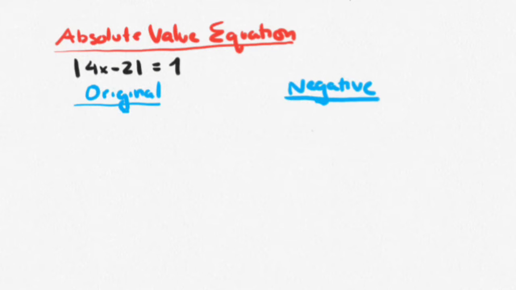Here we have an absolute value equation. To solve an absolute value equation, we need to set it up into two separate equations where we can solve for x independently. For the first equation, I like to call it the original equation because we're not adding any negative outside the absolute value. So we're just going to copy down the same thing and replace the absolute value with parentheses.